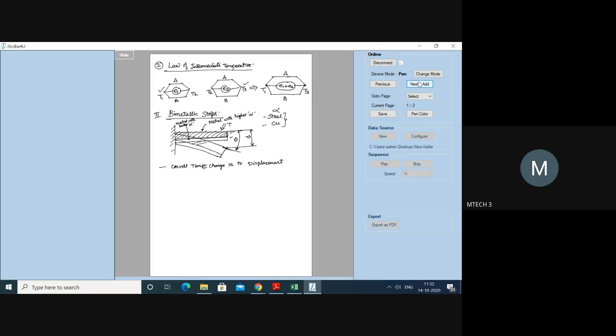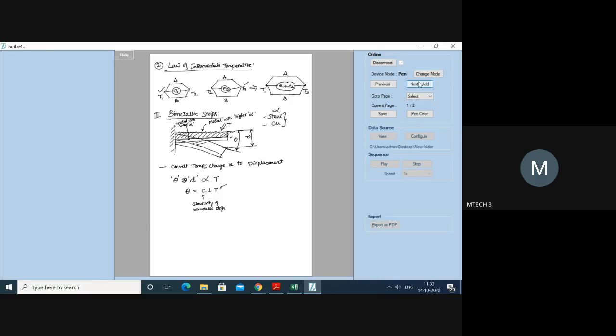Now the amount of bending is nothing but theta, in the angular method, or d, which is linear. Theta or d is proportional to what? It is proportional to the temperature. Now we'll take that as theta. Theta will be equal to C into L into T, where C is what is called the sensitivity of the bimetallic strip.